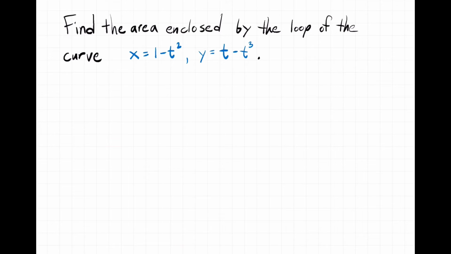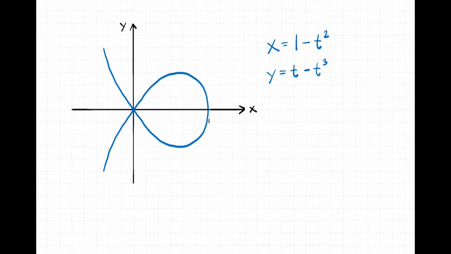Here's an example of using integrals to find the area of a region when a curve is described using parametric equations. Let's find the area enclosed by the loop of the curve x equals 1 minus t squared and y equals t minus t cubed. To start, let's look at a graph of this curve. Here's a rough sketch of the graph of this curve.